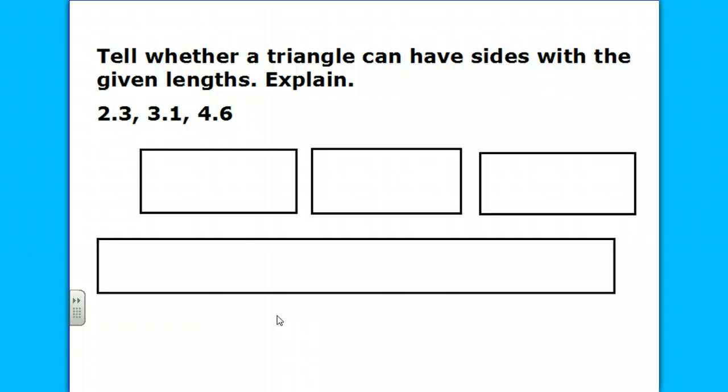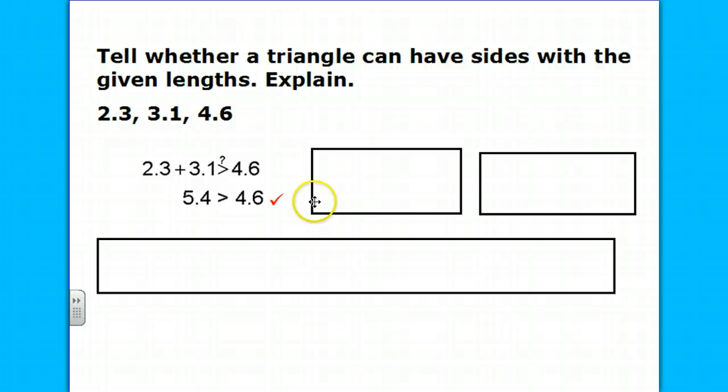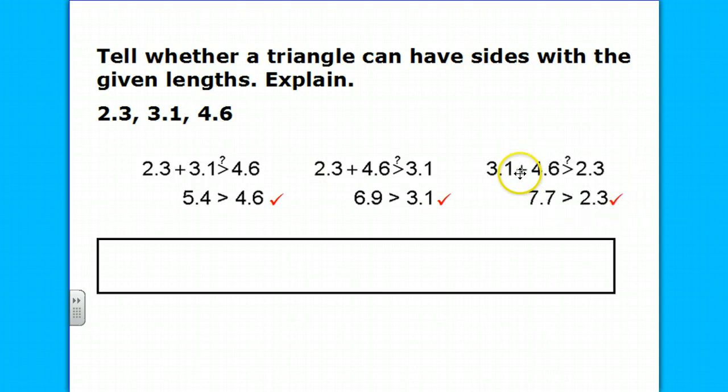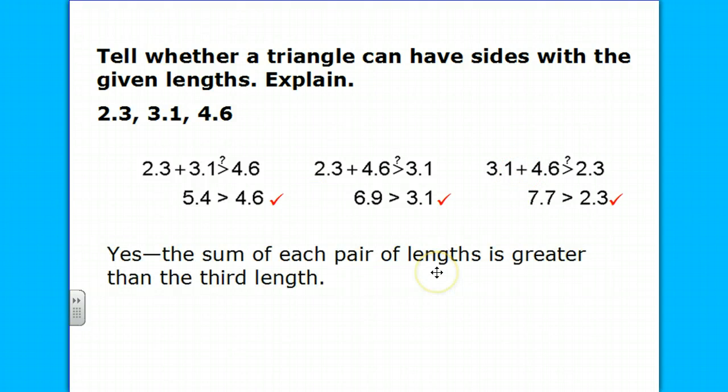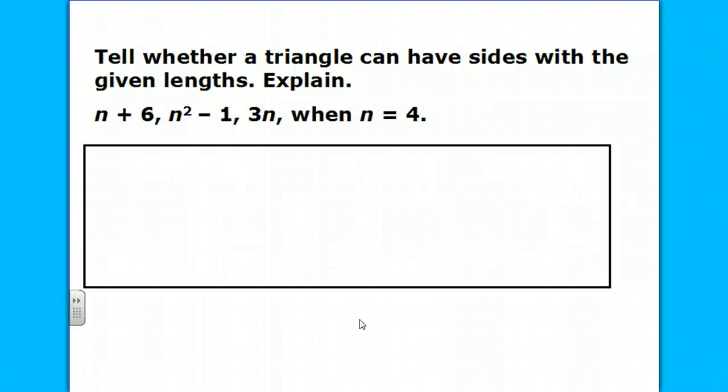Could a triangle have these side lengths? So again, you're testing, adding to see if the sum of each pair is greater than the third side, right? The sum is greater than that third, and these two are greater than that. It looks like this set will work. So here we have testing, and yes, the sum of each pair of lengths is greater than the third length. So yes, a triangle can have sides with these lengths.